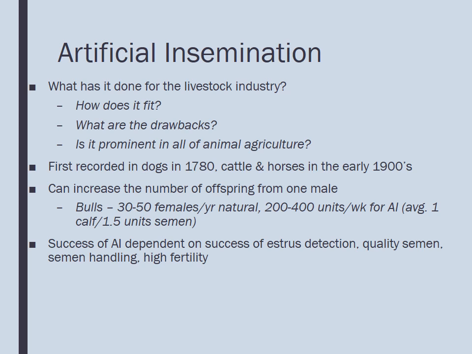But the success of AI is really dependent upon the success of estrus detection. I can't stress enough, you'll hear me harp on it and harp on it: if you really want to do a good job with the reproductive program, improve your heat detection. That's the key. Breed more animals, and breed more animals at the right time. Everything else that's listed here, quality of semen, semen handling, high fertility, all those fall in line. But you really lose the game if you don't do a good job in estrus detection.